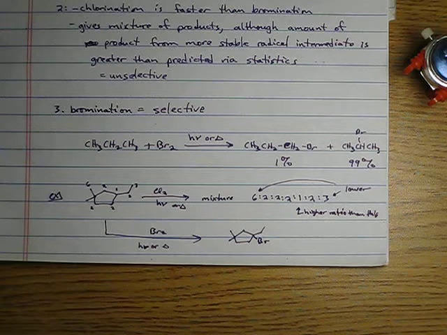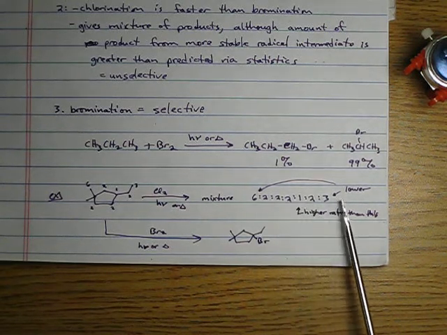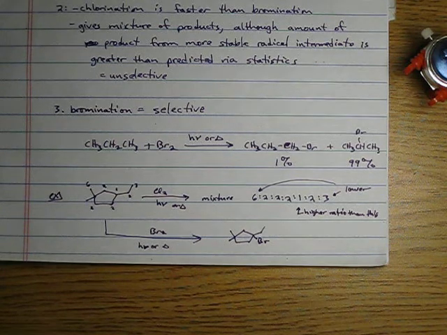Either way, 1, 2, 3, 4, 5, 6, 7. You're going to have a mixture of 7 products that you then have to separate from each other, and all of them are monochlorinated hydrocarbons. That's going to be a mess. That's probably not synthetically useful.